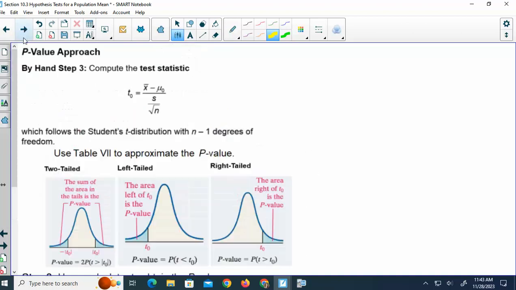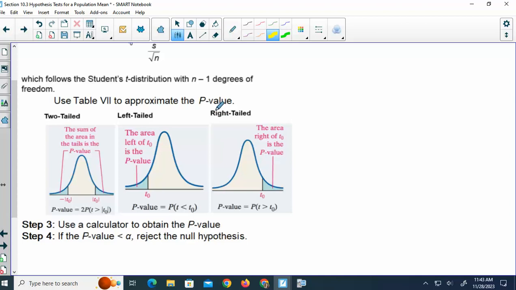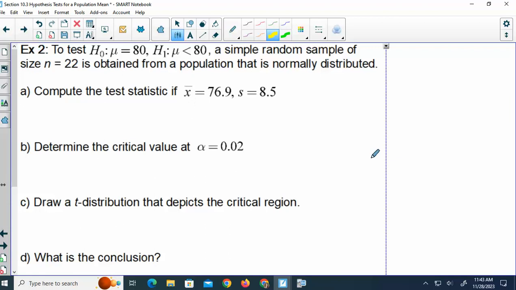If we did the p-value approach, we go ahead and then find our p-value from the table or from a calculator, since that's more accurate. And then if the probability is less than alpha, we reject, which is how we did most of the problems in the last section. So let's look at a problem. I'm going to do this one by the classical approach just to show you that, and then I'll probably do mostly the p-value approach.